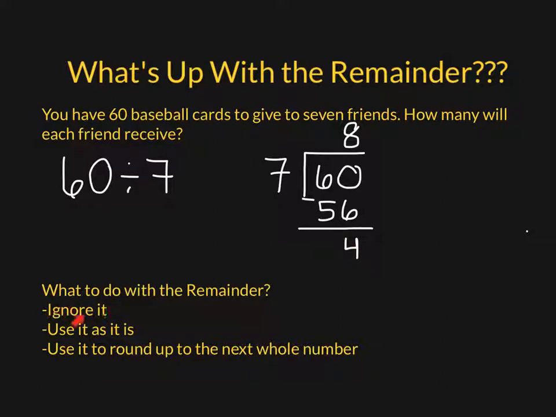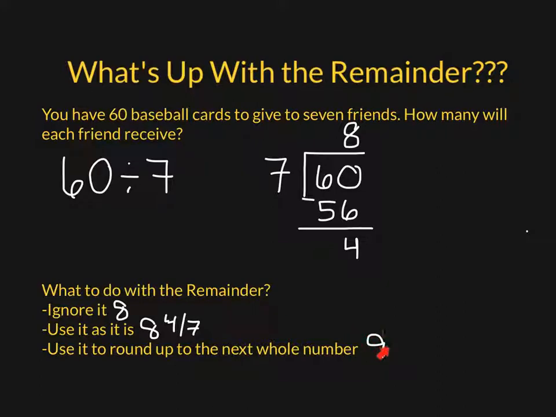The first thing we could do is ignore it, meaning that each person's just going to get 8 baseball cards. Next, we could use our remainder as it is, meaning that each person would get 8 and 4/7 of a baseball card. Or we could use that remainder to round our 8 cards up to 9 cards. So let's talk about it.